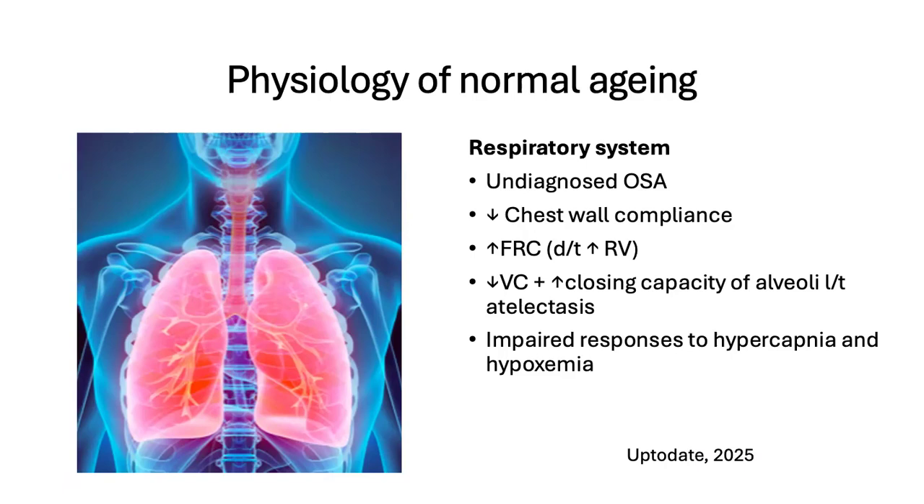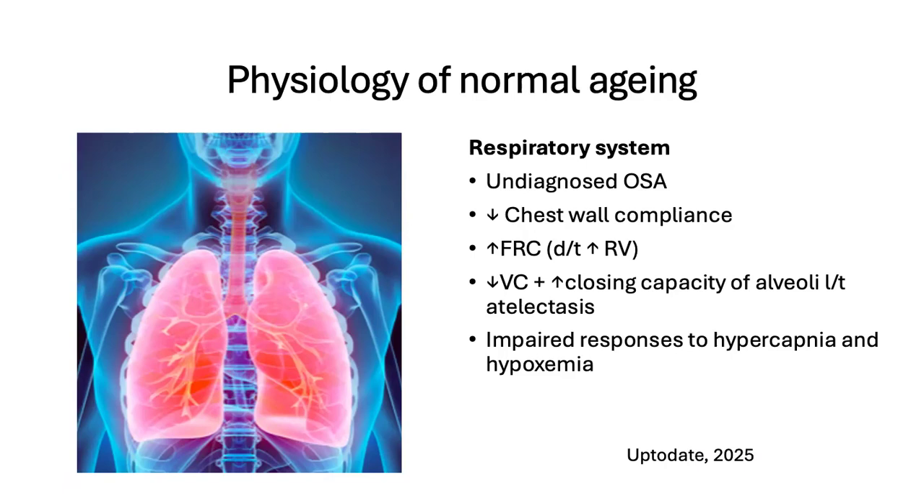They also have decreased chest wall compliance, so the chest wall tends to be much stiffer. On the other hand, they have increased FRC due to an increase in the residual volume. The increase in the residual volume is because they have some element of air trapping because they're unable to completely exhale. So some of the air gets trapped inside the lungs, and that then causes the FRC to increase.